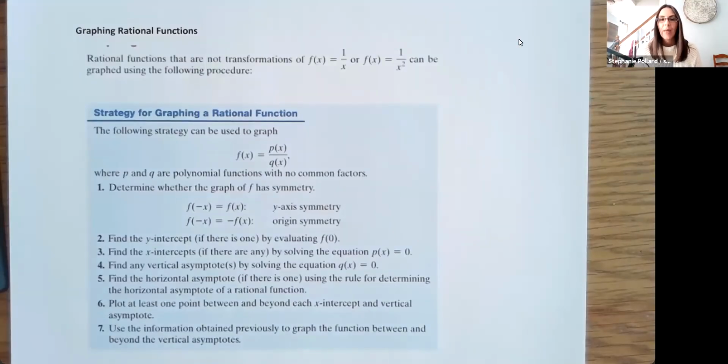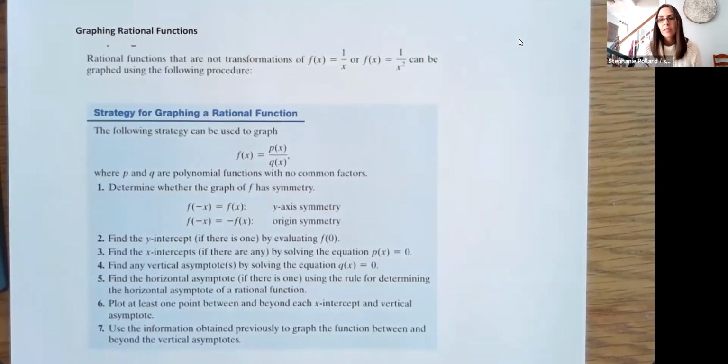I want to put together everything that we've just talked about into a strategy for graphing rational functions. And they do take a long time if you're graphing by hand, I'm not going to lie. I do recommend still using Desmos to help you check your work, but it is still a good skill set to know how to do this by hand.